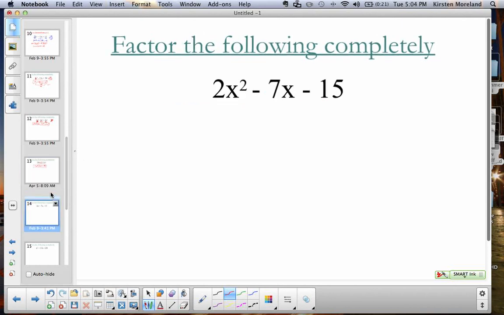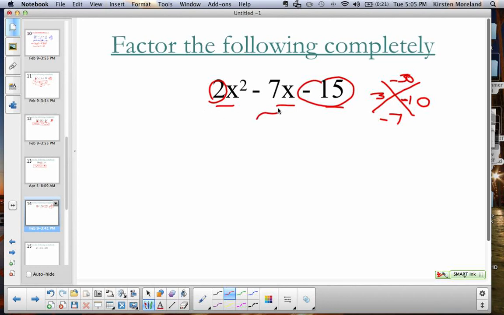Right, I want you to pause the video and see if you could come up with a method for this one and factor it completely. Right, so you should first look at 2, 7, 15. Nothing in common, so that means I'm going to go to my trusty x. I want to multiply to 2 times negative 15, which is negative 30. I'm going to add to negative 7, so you should be thinking 3 and 10. The bigger one needs to be made negative if I want to add to a negative.